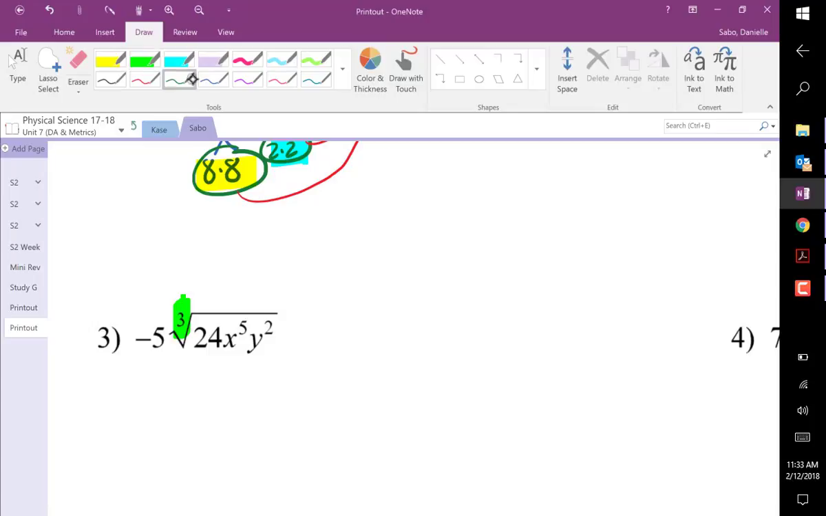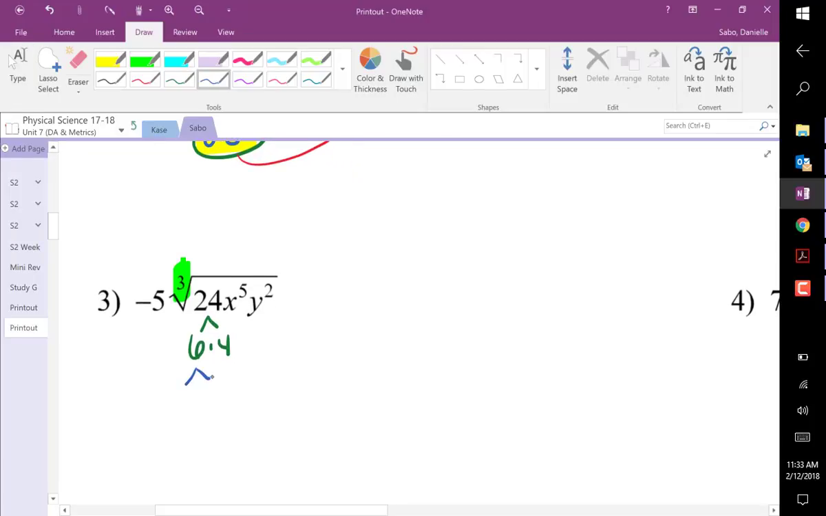So let's talk about this. What 2 numbers would you like to break 24 up into? Okay, so let's do 6 and 4. Okay, there's not a group of 3 there, so I have to keep going. So until you get a group of 3, you should keep going. What does 6 break up into? 2 and 3.